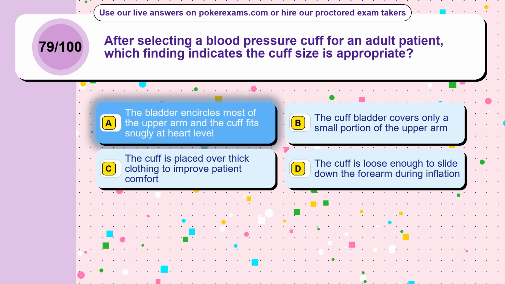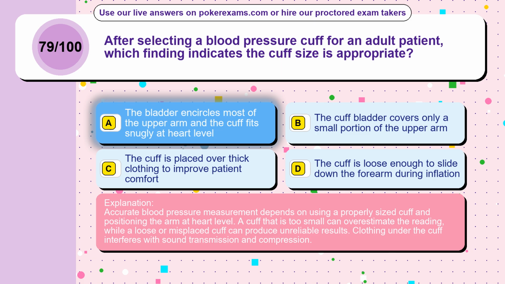The correct answer is option A. The bladder encircles most of the upper arm and the cuff fits snugly at heart level. Accurate blood pressure measurement depends on using a properly sized cuff and positioning the arm at heart level. A cuff that is too small can overestimate the reading, while a loose or misplaced cuff can produce unreliable results. Clothing under the cuff interferes with sound transmission and compression.